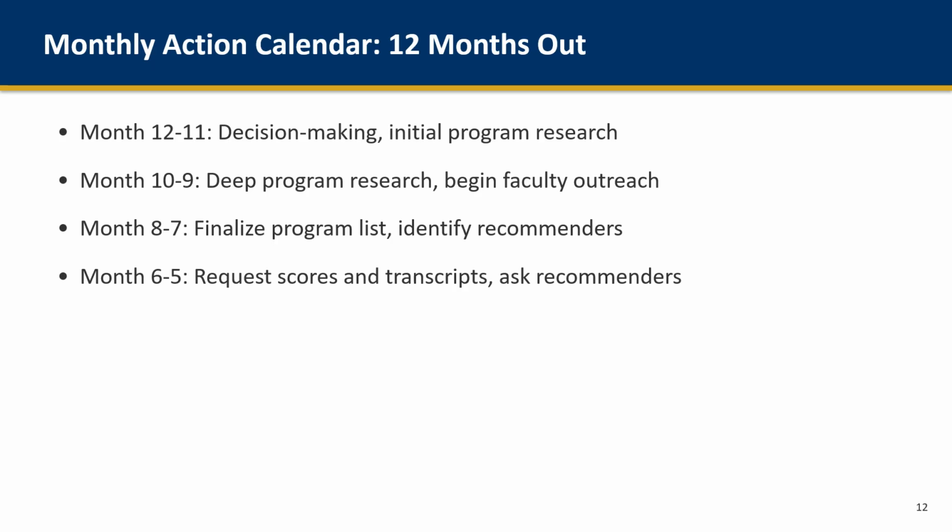Months 8 through 7. Finalize your program lists. Identify recommenders and make initial contact about your plans. Begin thinking about your statement of purpose, themes, and structure. Months 6 through 5. Request standardized test score reports be sent to your programs. Order official transcripts from all institutions. Formally ask recommenders for letters and provide supporting materials. Begin drafting your statement of purpose. This calendar assumes a December deadline. Adjust forward or backward based on your actual deadlines.